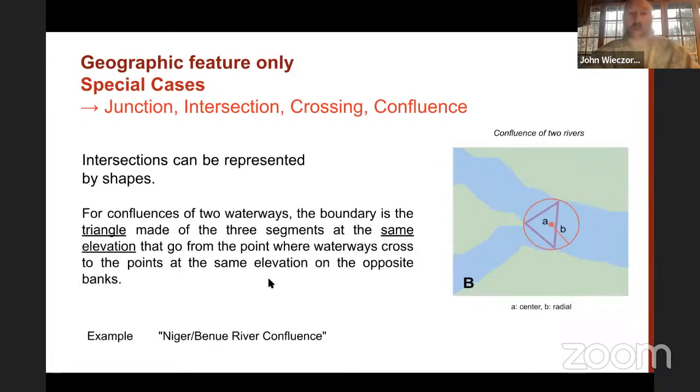Sometimes things are more complicated, like when two rivers meet, because there's no simple crossing. There are actually three segments of river that come together in this place. And the rules tell us how to do this. Basically, we take a line of elevation and we draw a triangle across all three segments of the river at that elevation. And that gives us the thing to georeference.